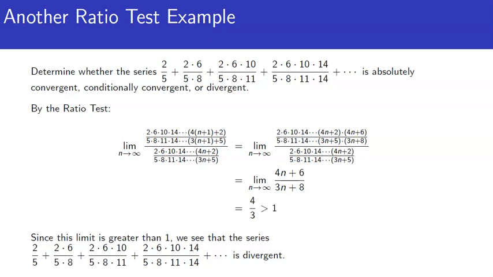is absolutely convergent, conditionally convergent, or divergent. The first thing we notice here is that all of these terms are positive, so there's not any real worry about conditional convergence because there's nothing here that's alternating or throwing in some negative terms here and there. So really all we're worried about is, does this series converge absolutely, because all the terms are positive, or diverge.